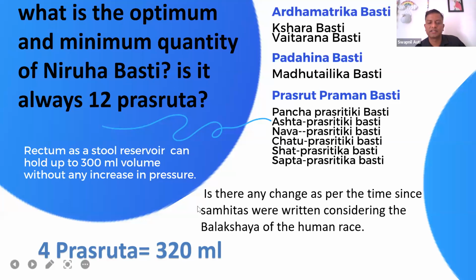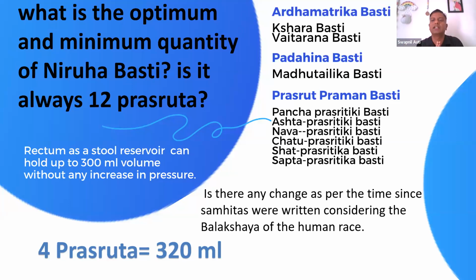That is Chatu Prasruti ki basti, Ashta Prasruti ki basti, Shat Prasruti ki basti, Sapta Prasruti ki basti, like that. Even Madhutailik basti is also a Padahina basti. There are 9 prasruta as the ideal dose of Madhutailik basti. Even regarding Shara basti and Vaitran basti, in Chakradatta it is told that it should be given after food and the dose should be Ardhamatrika. Because it is given after food, in a heavy dose it can cause Admana. So for that reason, Acharya have reduced the dose. After reducing the dose, he intends for the Basti to remain there for some time. And for that reason, the dose is reduced.